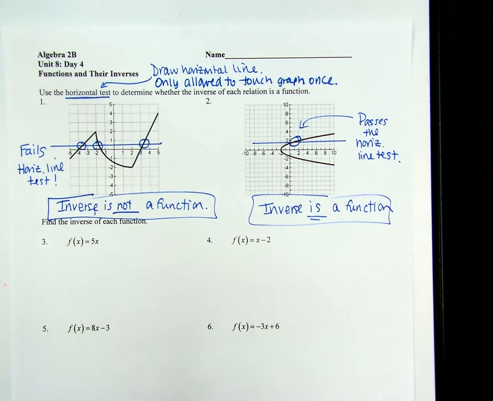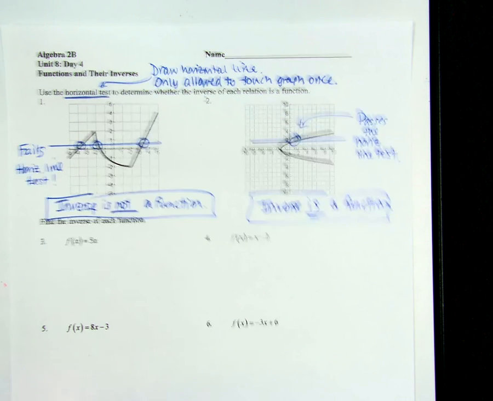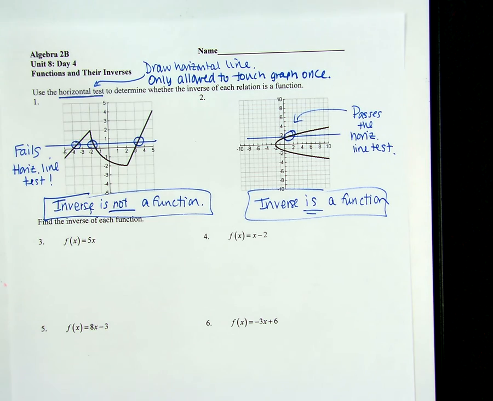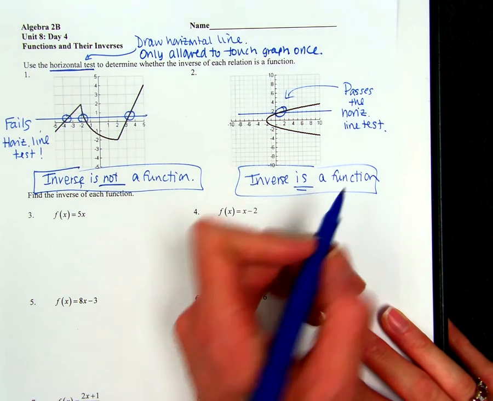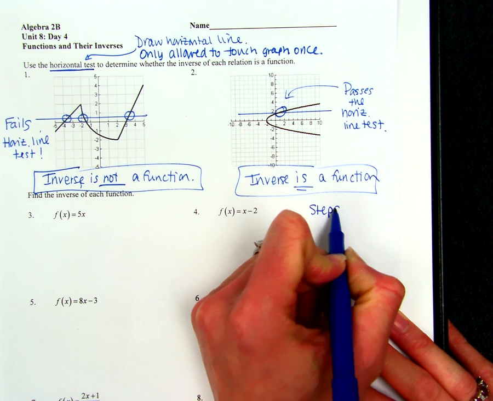Okay. So what is an inverse? An inverse is basically taking the x and y coordinates and switching them. On a graph, it's essentially reflecting it over the line y equals x. So we're going to look at the equation.